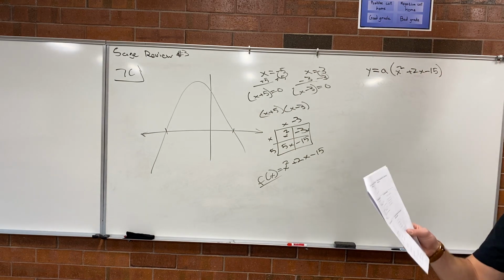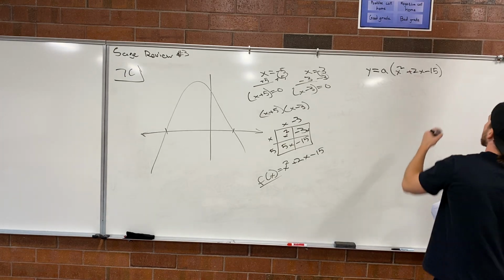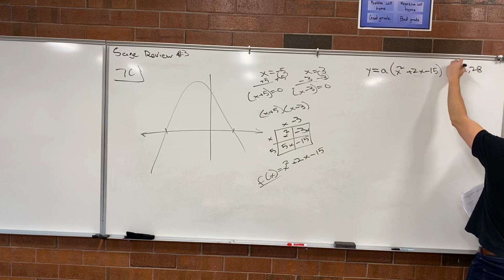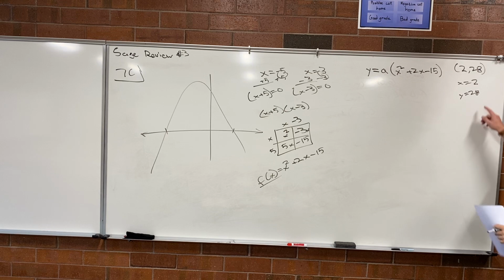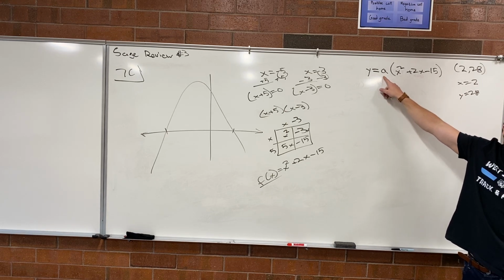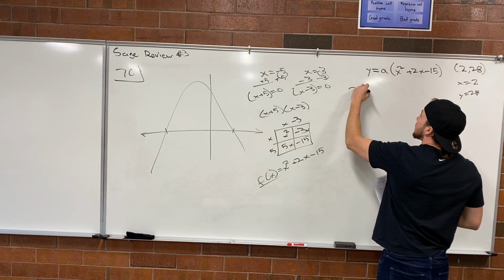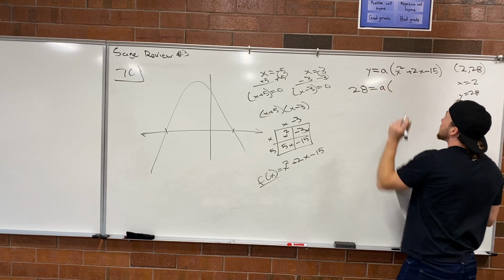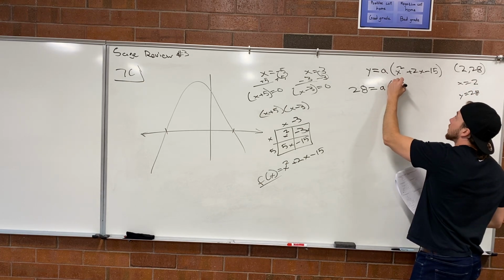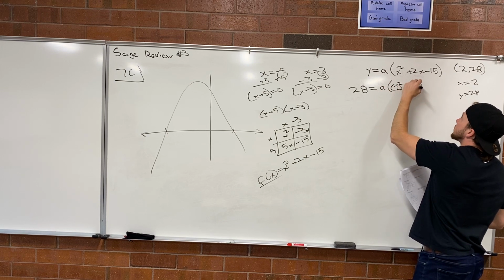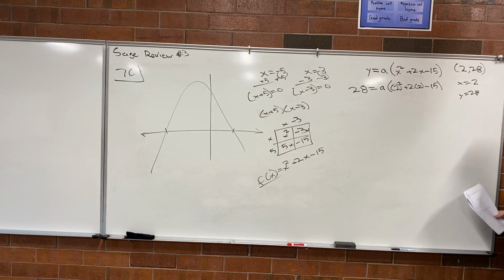Okay, so now I'm going to use that third point, 2 comma 28, and plug it into this equation. 2 comma 28 means x equals 2, y equals 28. With this, we're going to be able to solve for the unknown variable a. So let's take 28 and put that in for y. So 28 equals a times, where I see x, I'm going to put 2, so 2 squared plus 2 times 2. Again, where I see x, I'm putting 2, minus 15.